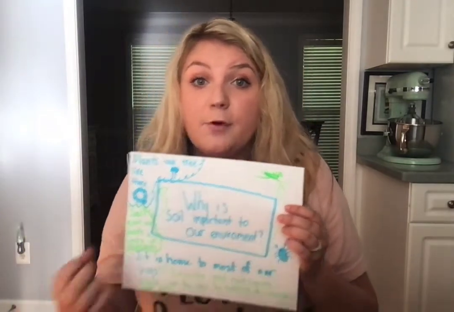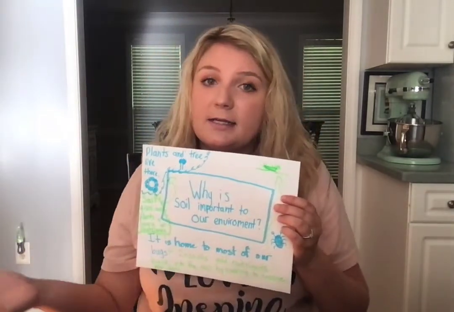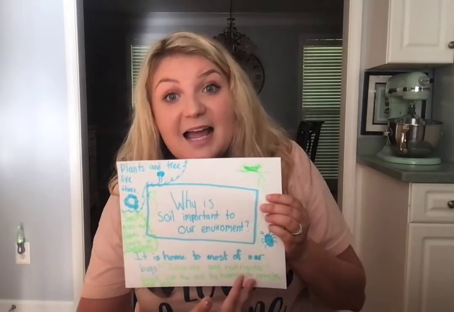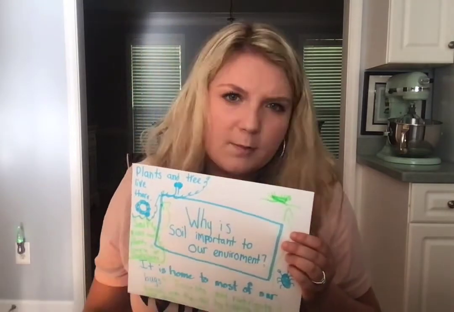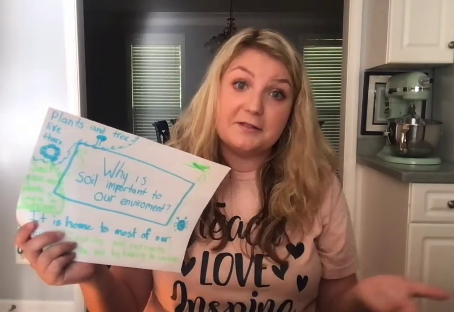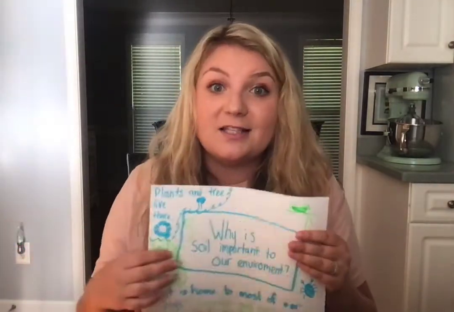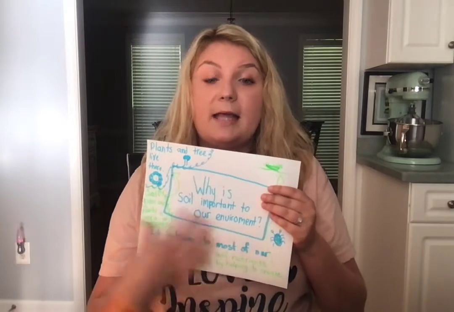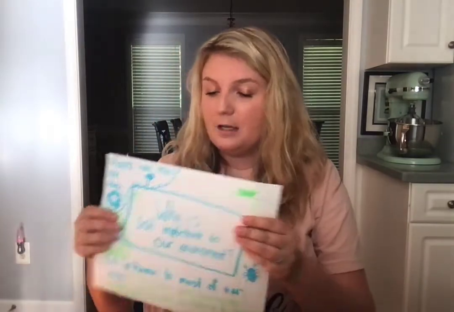They were going to put worms, but then they said, wait, some insects live there, so they were going to write insects, and then they said, well, worms don't have 6 legs, so they changed it from bugs to insects back to bugs. So it was very interesting just to listen to them talk about what they're going to add to their mind map.